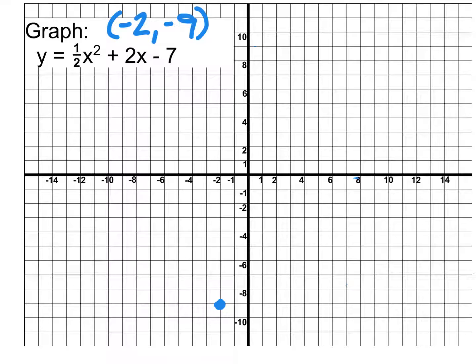Alright, so we plot the vertex, and then we start plotting all the other points. So over 1 is normally up 1. In this case, it's going to be over 1 and up 1/2. This one has a vertical compression by a factor of 1/2, so everything's only 1/2 as tall. So over 2 up 4 becomes over 2 and up 2. Again, 1/2 as tall. Over 3 is normally up 9, so over 3 will be up 4.5.